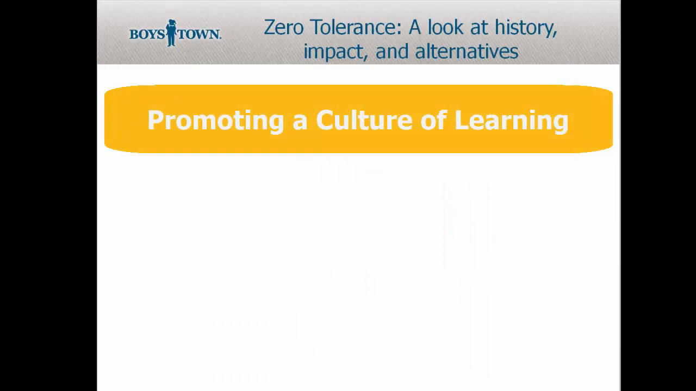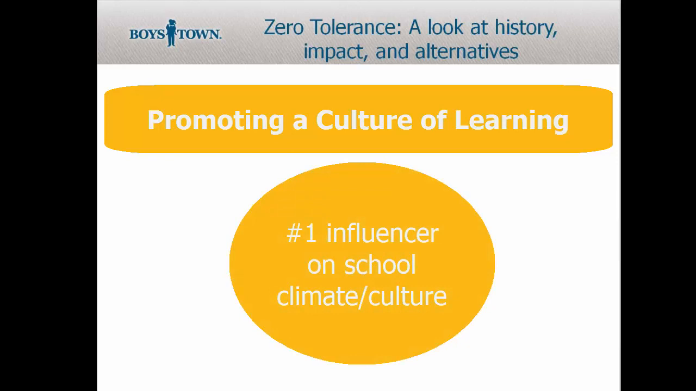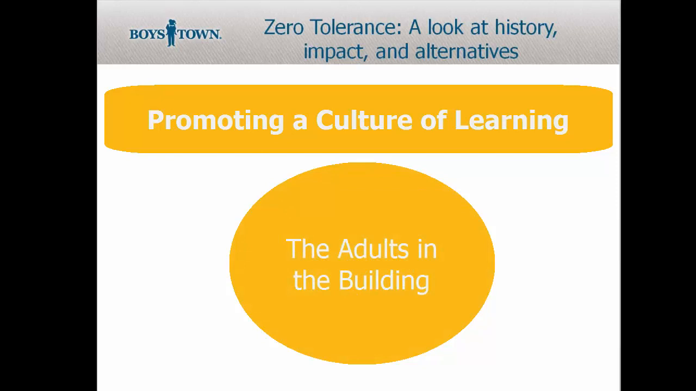Well, as we look at best practices, it's recommended that you have a multi-tiered system in place. This in turn creates a climate of learning, a climate of calm. And we know that the number one influencer on a school climate or a school culture is the attitudes, behaviors, and beliefs of the adults. It's not the students that create the culture or climate. It is the adults that create or have the greatest influence on developing the culture of a building.